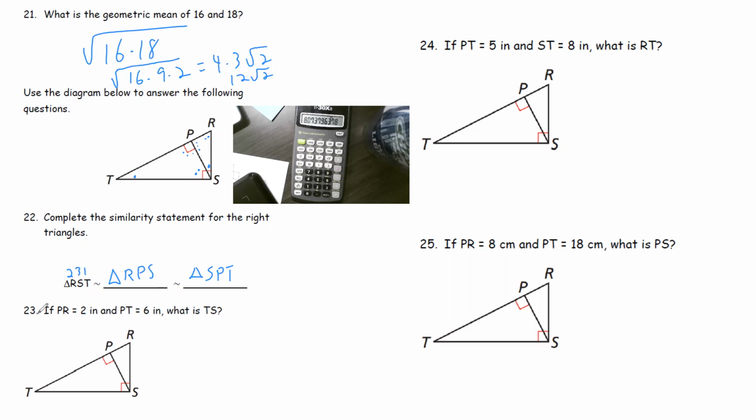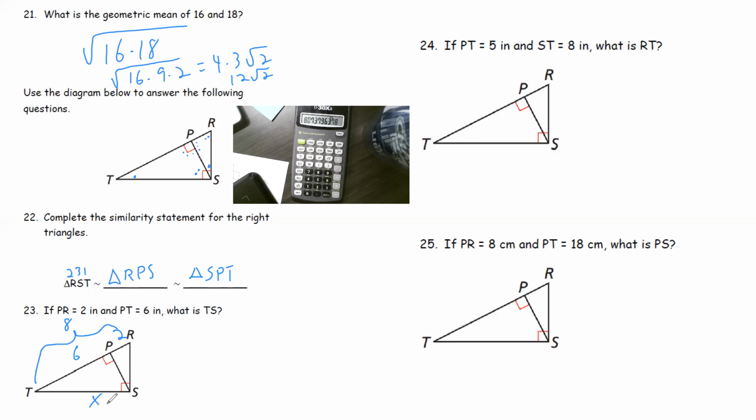For number 23, these are the two geometric mean formulas that we had on the board there. So this one gives us, this is 2, this is 6. The whole is going to be 8. We're finding the leg. All right, I'll post these last couple.